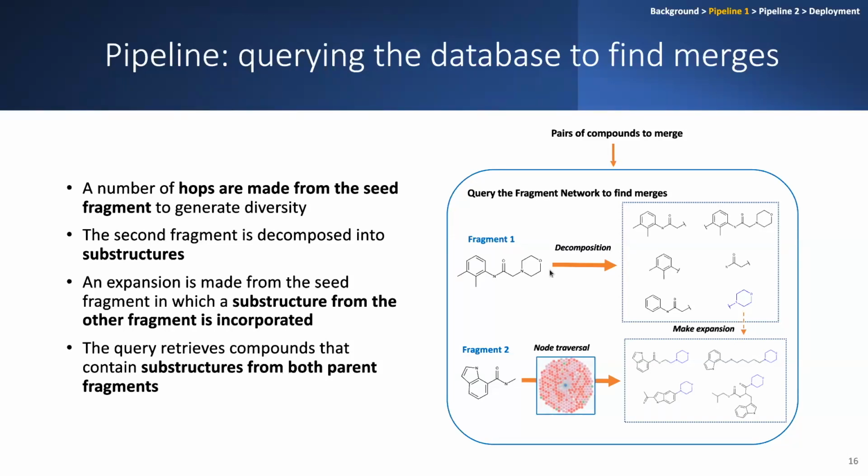With the other fragment, what we do is we decompose it into its constituent substructures. And then we can make hops away from these compounds that then incorporate one of the substructures from the other fragment, thus resulting in compounds that contain substructures from both of the original fragments. And this is an asymmetric query, so we can reverse this for the fragment pair.